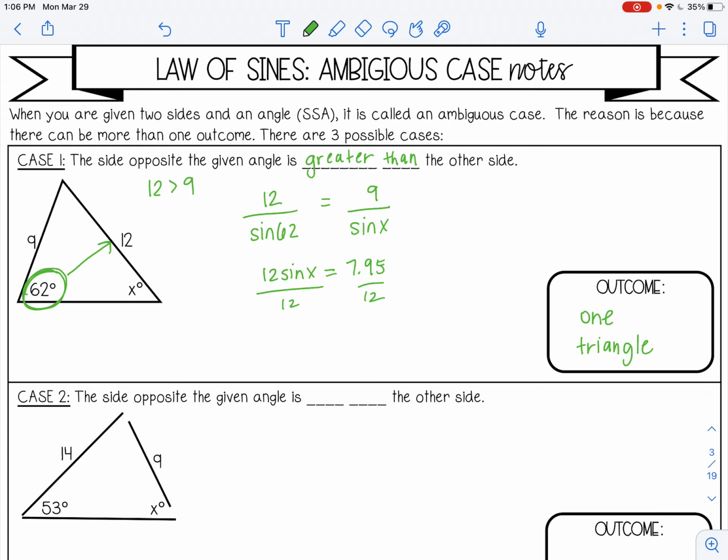And then I'm going to divide both sides by 12. And then use the inverse sine to solve for that angle. And I get about 41.5 degrees. So that means this angle here is 41.5 degrees. That's the only triangle that can be formed with that angle and those two sides. And we're done.